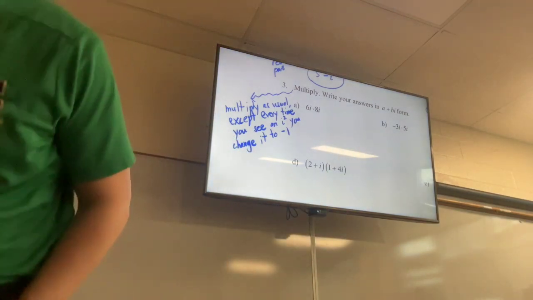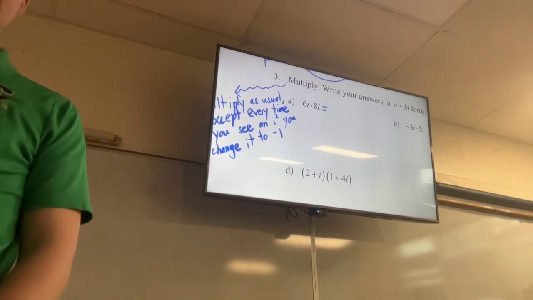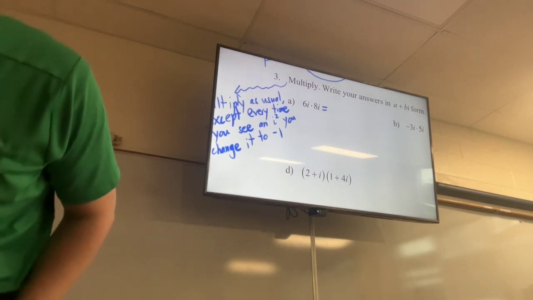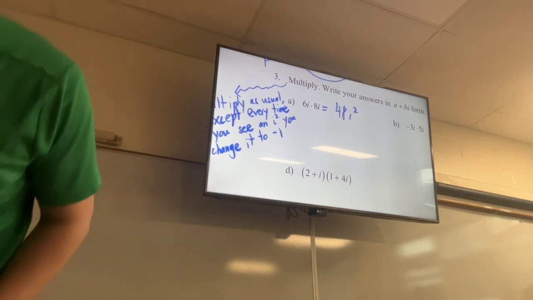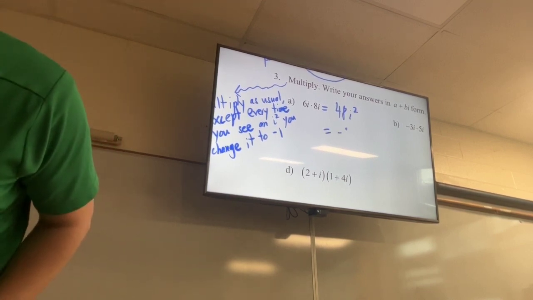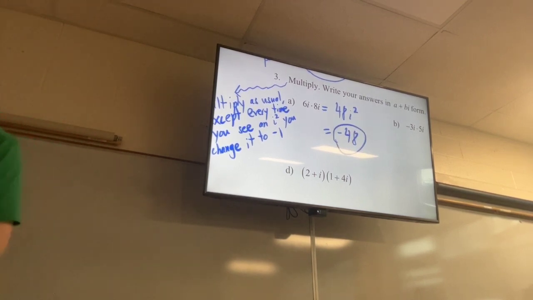So 6i times 8i, right? That would be multiplying as usual. That would be 48i squared, right? And then i squared just has to get changed to a negative 1. So this is negative 48. Okay. Is this making sense?